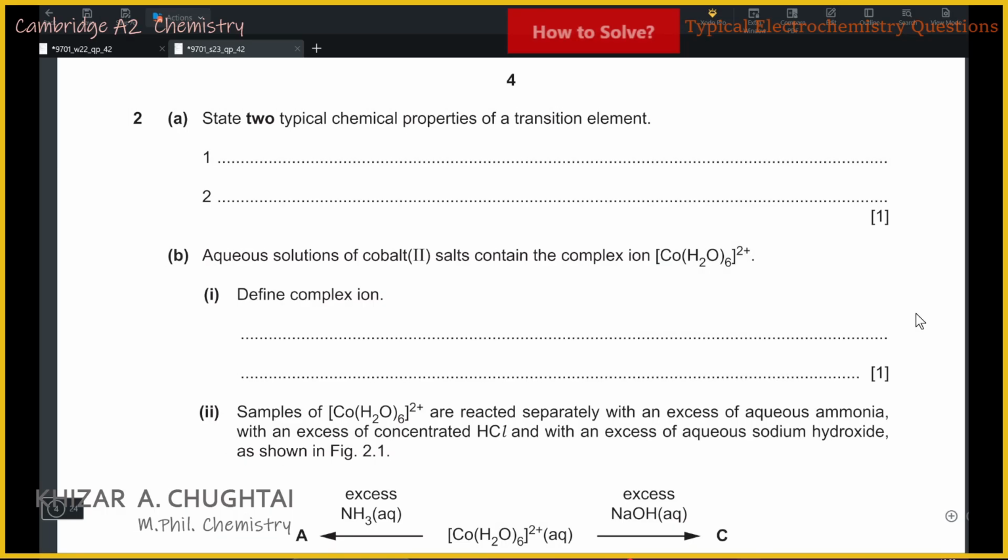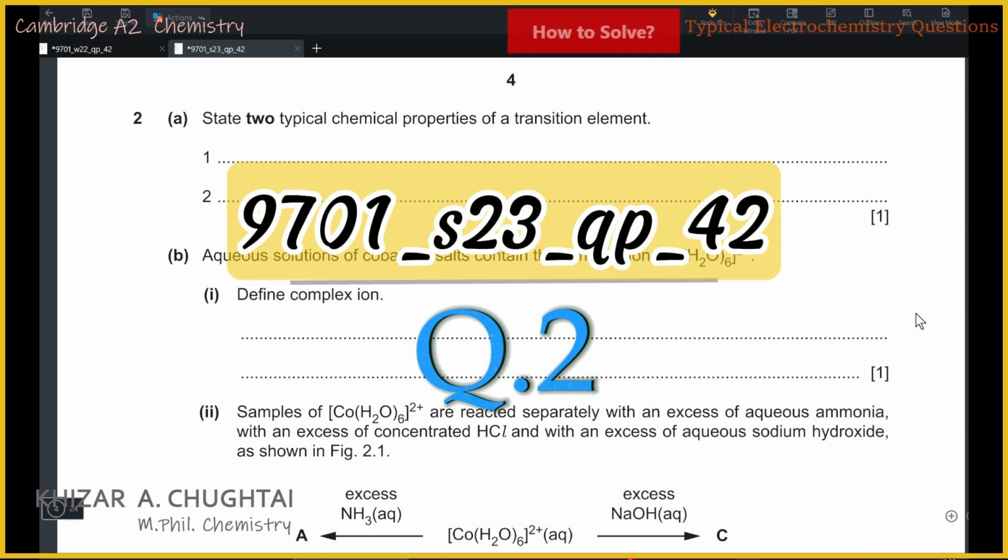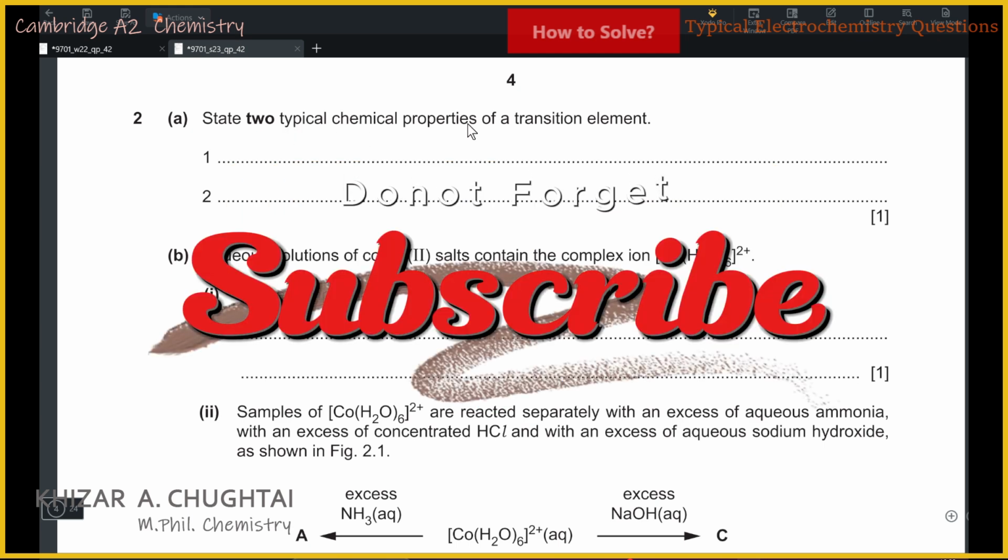I'm going to solve question number 2, regarding transition metal complexes. May June 2023, question paper 4-2. Question number 2, part A: say two typical chemical properties of transition elements.